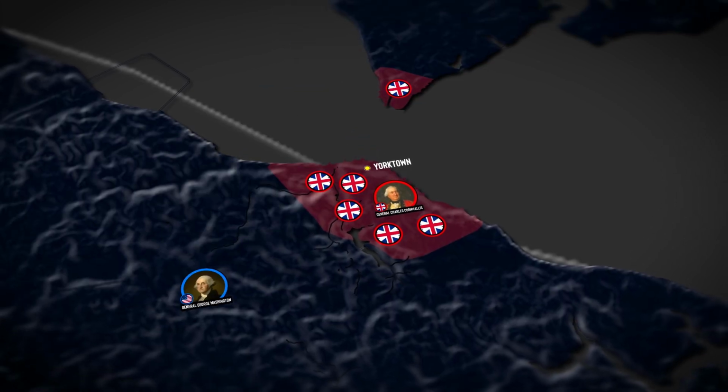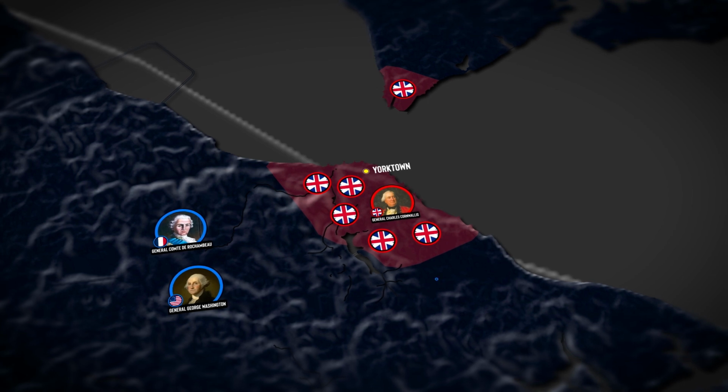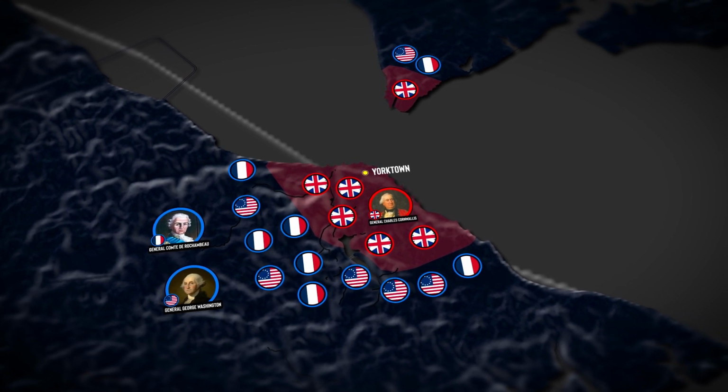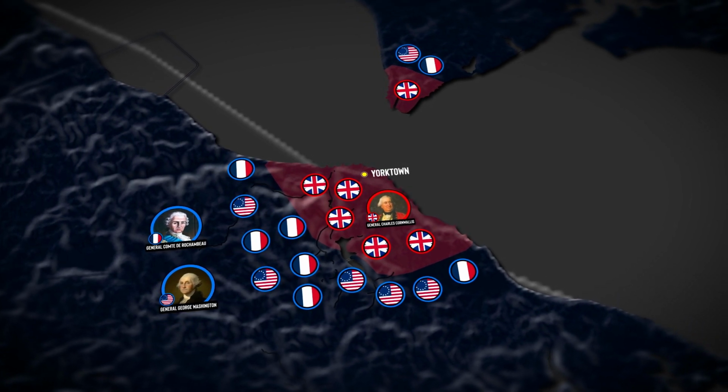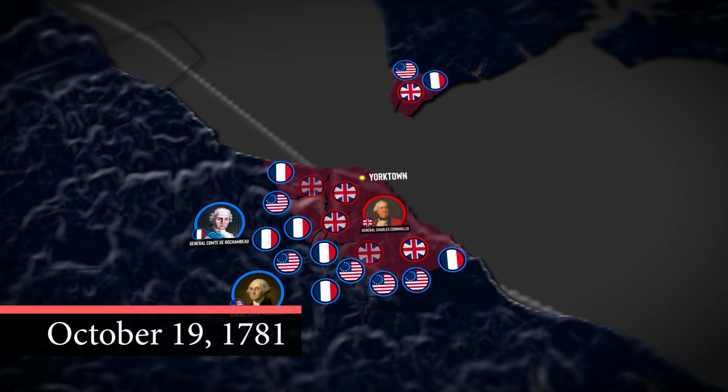On land, General George Washington and French General Comte de Rochambeau led 17,000 American and French troops in a siege that eventually forced Cornwallis to surrender on October 19, 1781.